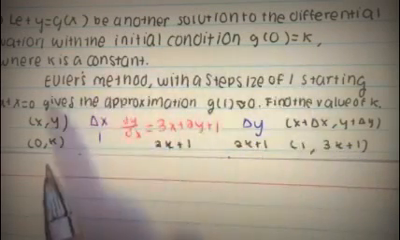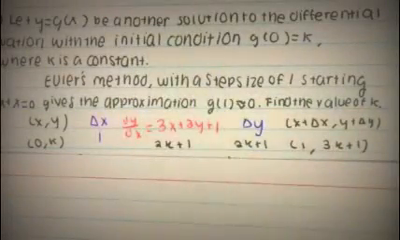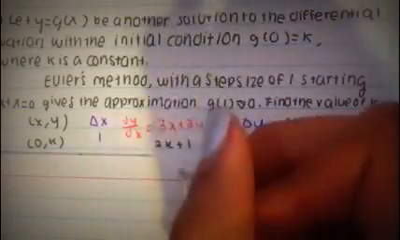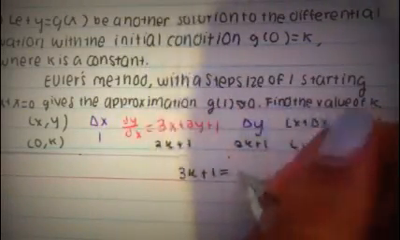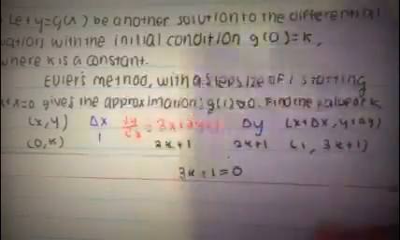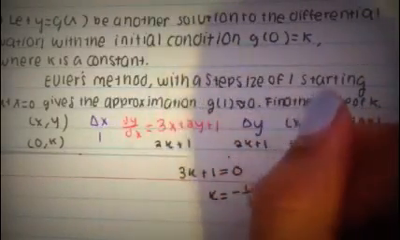So it asks you to find g of 1 is approximately 0. So all we have to do here is set our 3k plus 1 equal to 0, because that's our approximation, to find k. So we get that k is equal to negative 1/3.